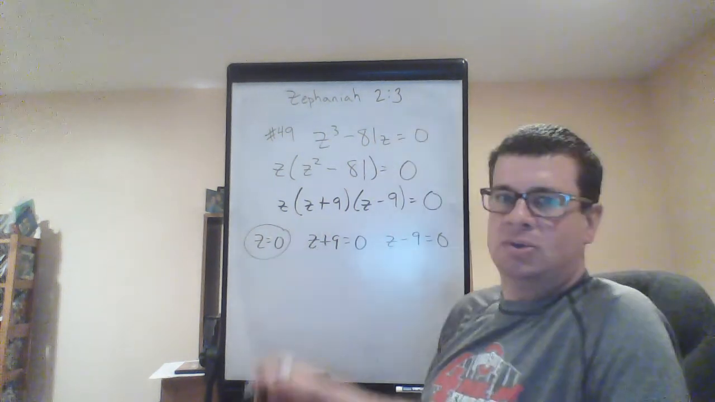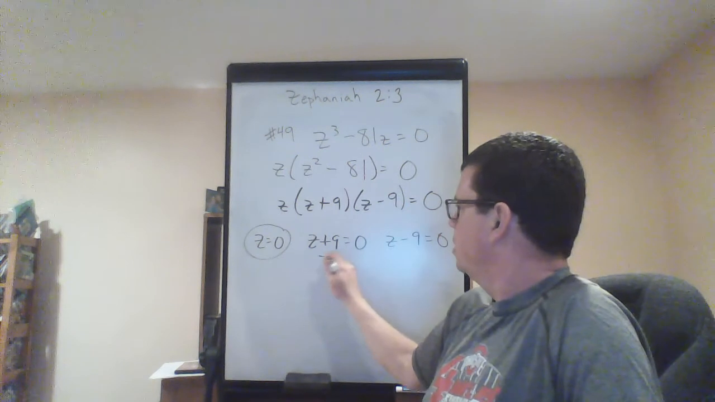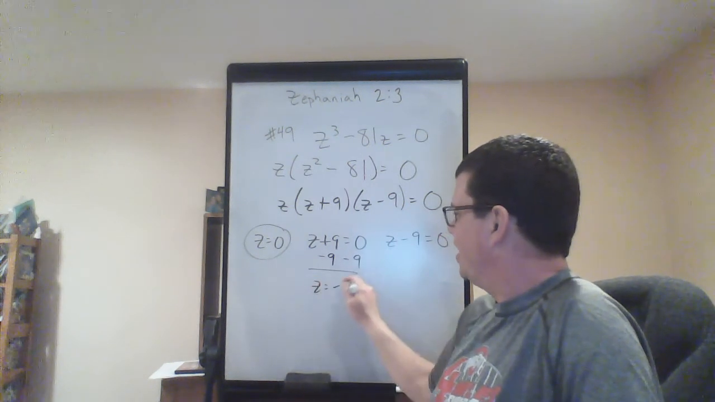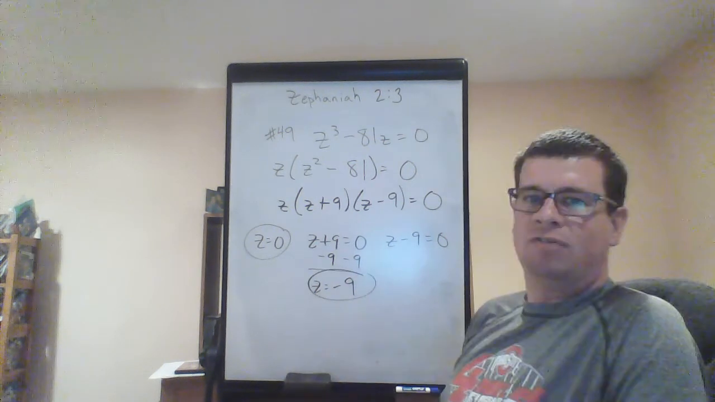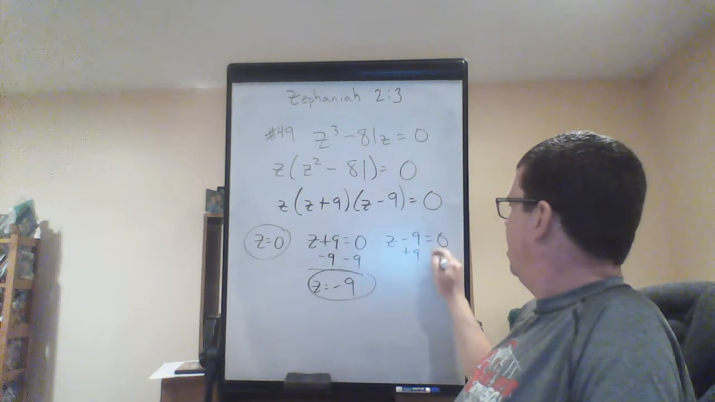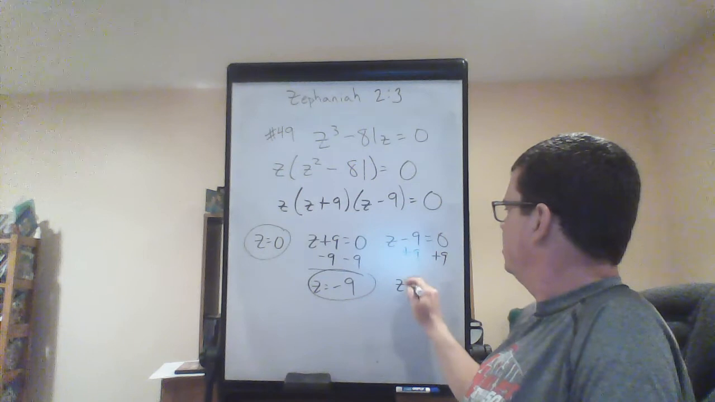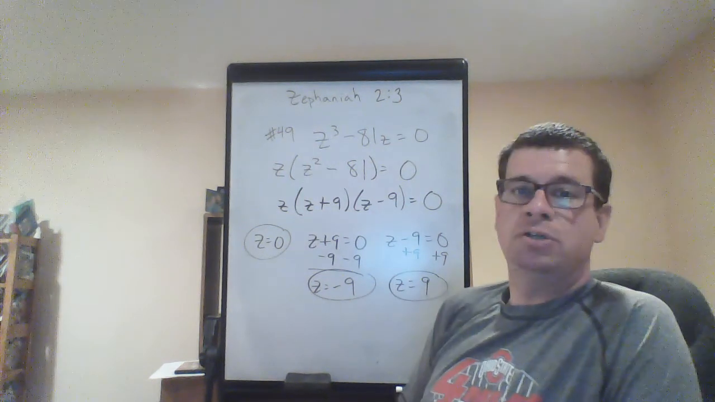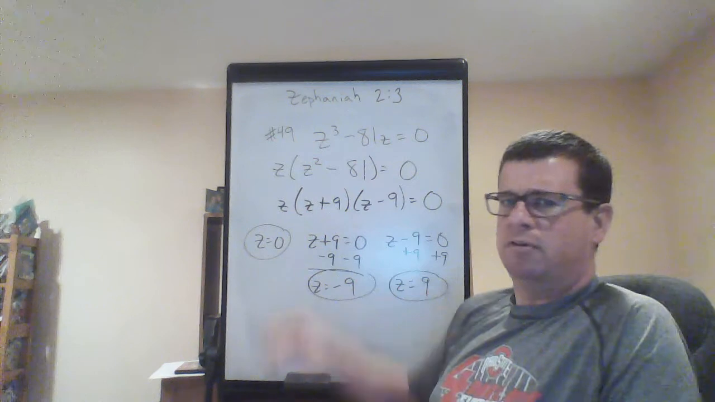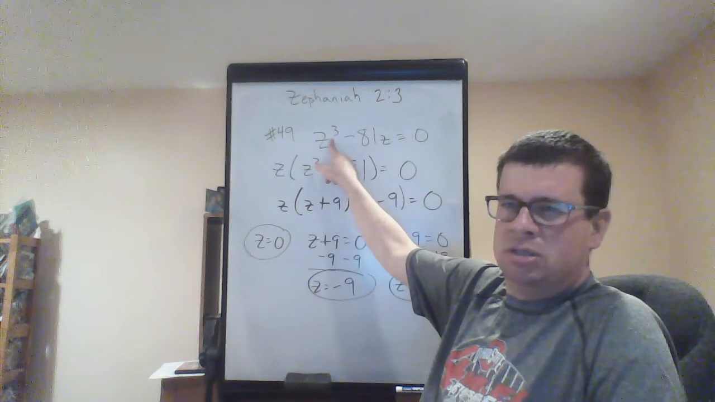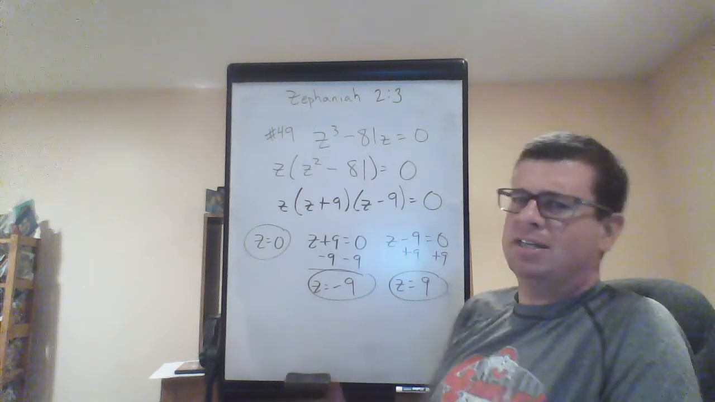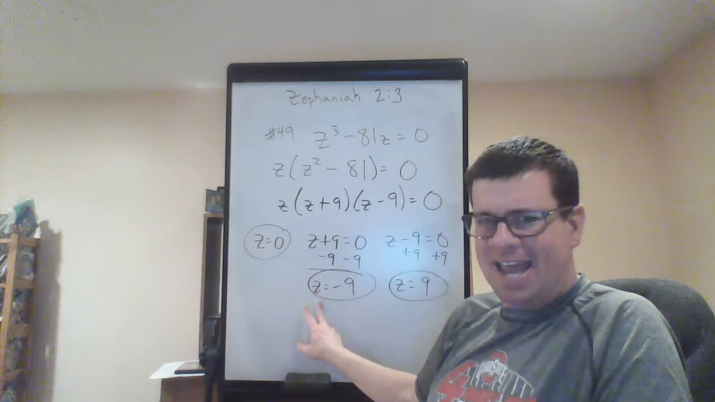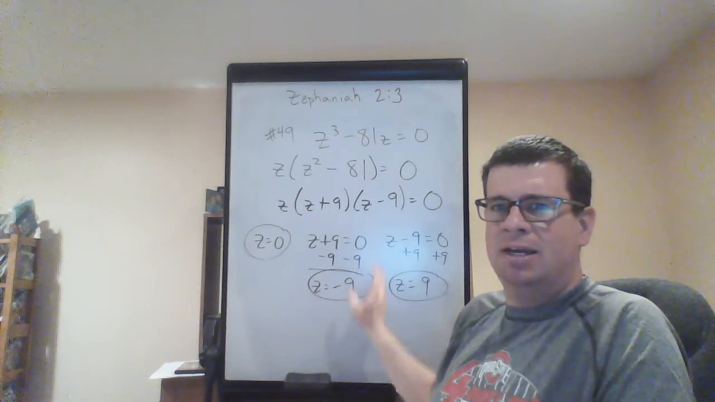This one's already solved for us, so z equals 0 is one of my solutions. Here I've got a one-step equation, so I subtract 9 on both sides and get z equals negative 9. Here I add 9 to both sides and get z equals positive 9. So 3 solutions, and I've mentioned this in a couple other videos: anytime you see something to the third power, kind of expect 3 solutions. My 3 solutions here are 0, negative 9, and positive 9.